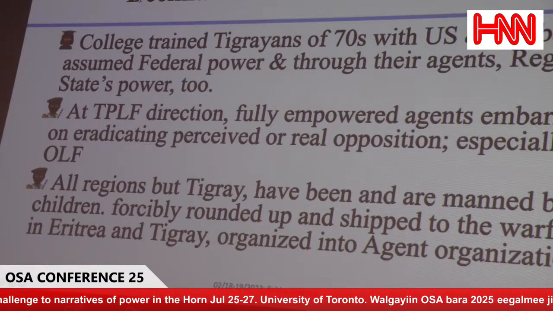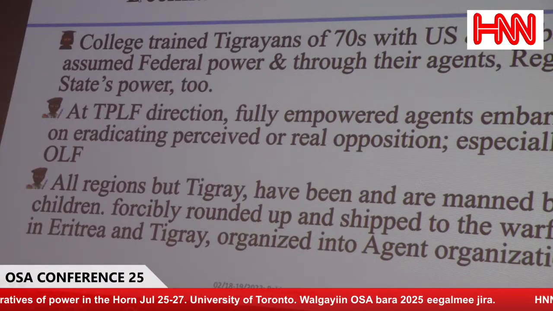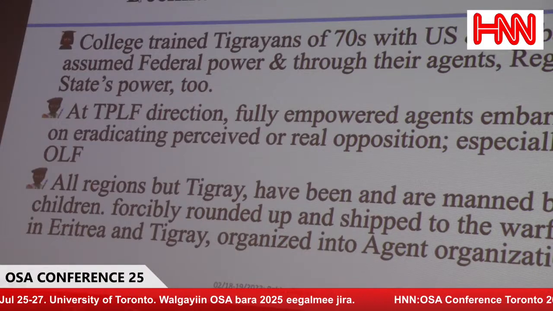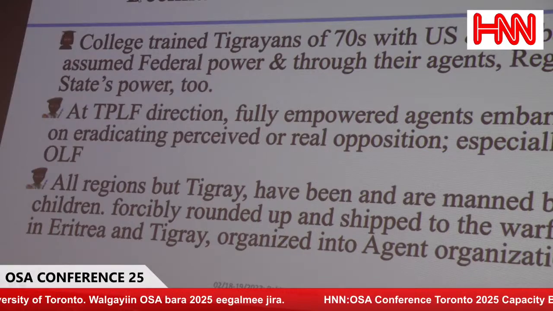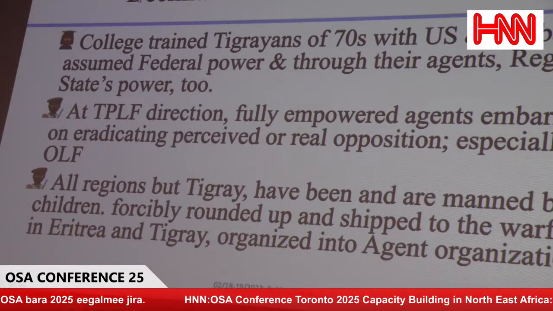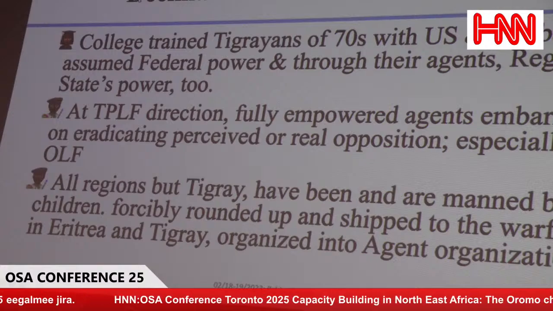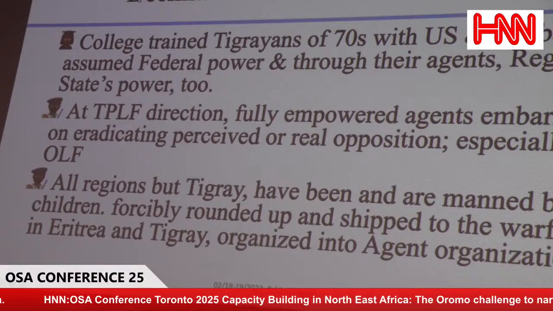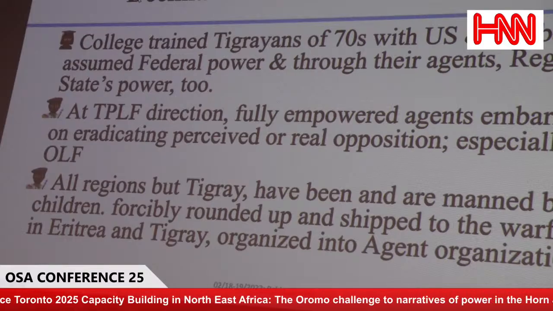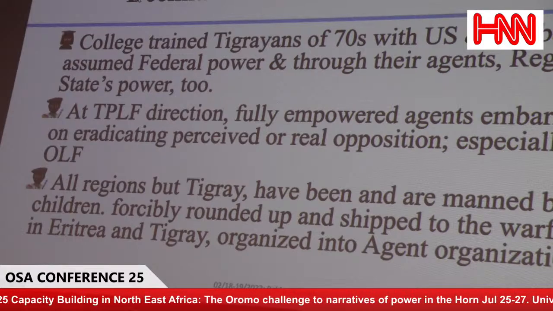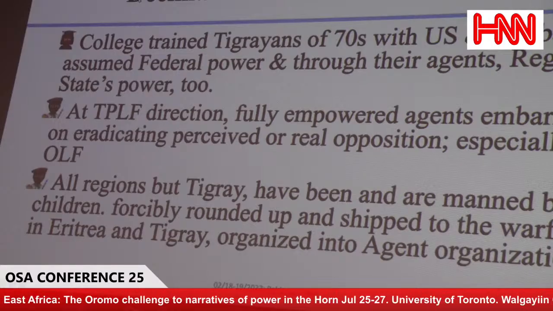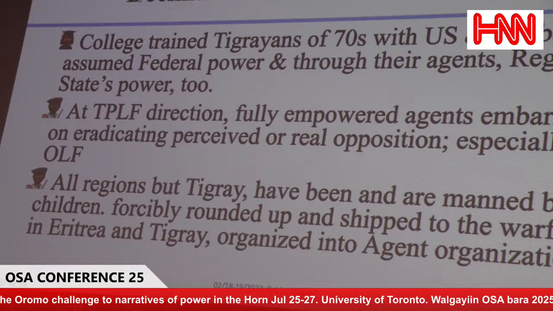Of course, Tigray was run by our peers who were educated in the 70s. All of them know what they're doing. That's why they created these fake organizations, agents. They directed everything that happened in that country, either for them in Tigray or through their agents in Oromia and other places. And what did we end up with, guys?